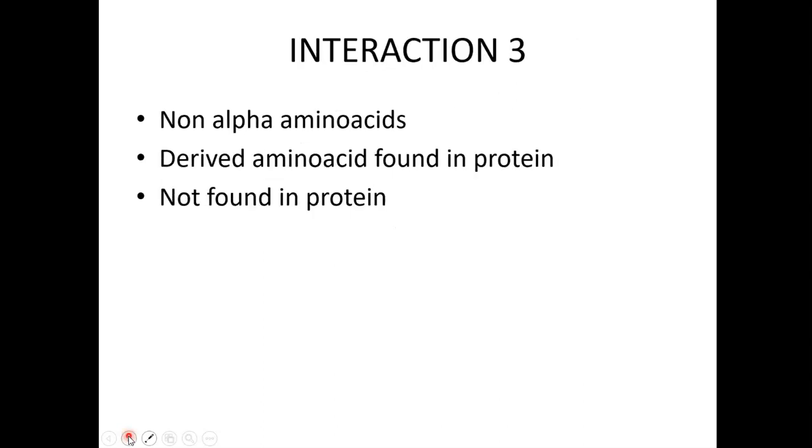This is the time for our interaction. Do you remember? There are two derived amino acids known as non-alpha amino acids, for example GABA and beta-alanine. Which are the derived amino acids found in protein? Can you give me one example? Hydroxyproline, hydroxylysine, acetylated or methylated amino acids. Which are the derived amino acids not found in protein? They are ornithine, citrulline and homocysteine.